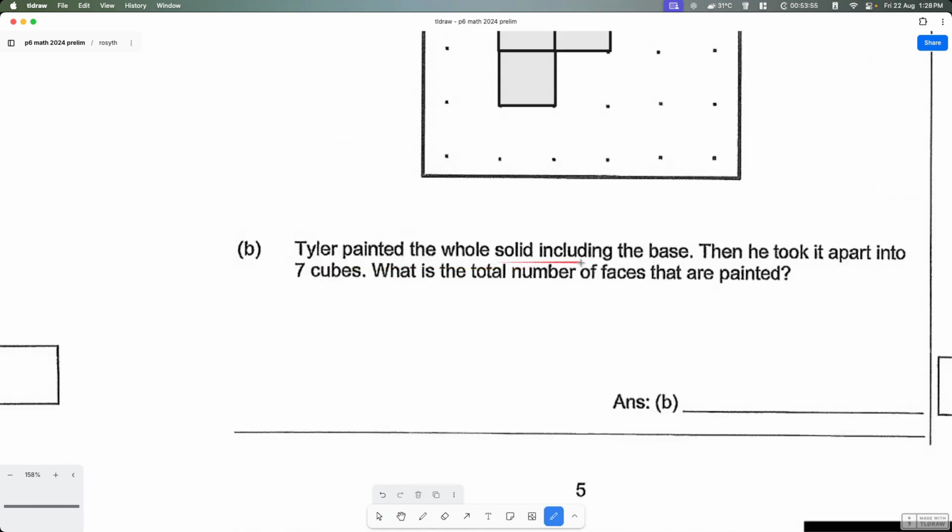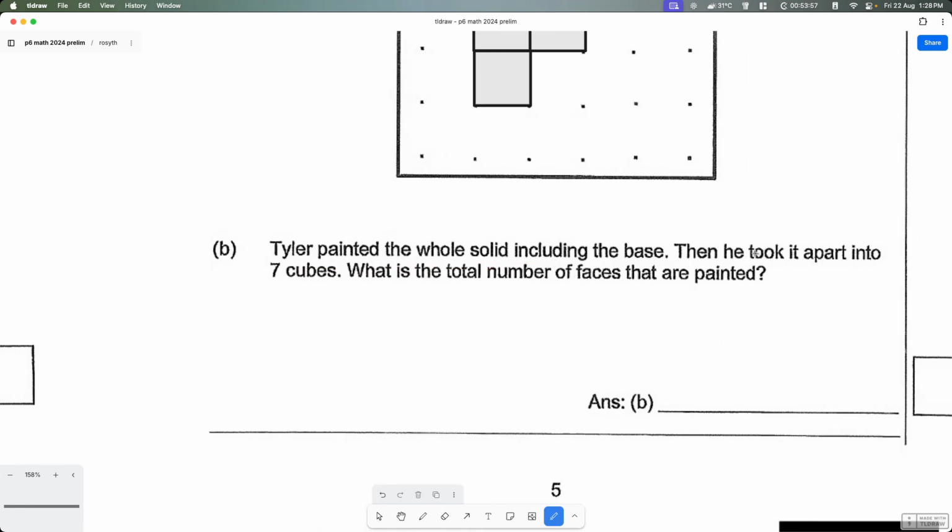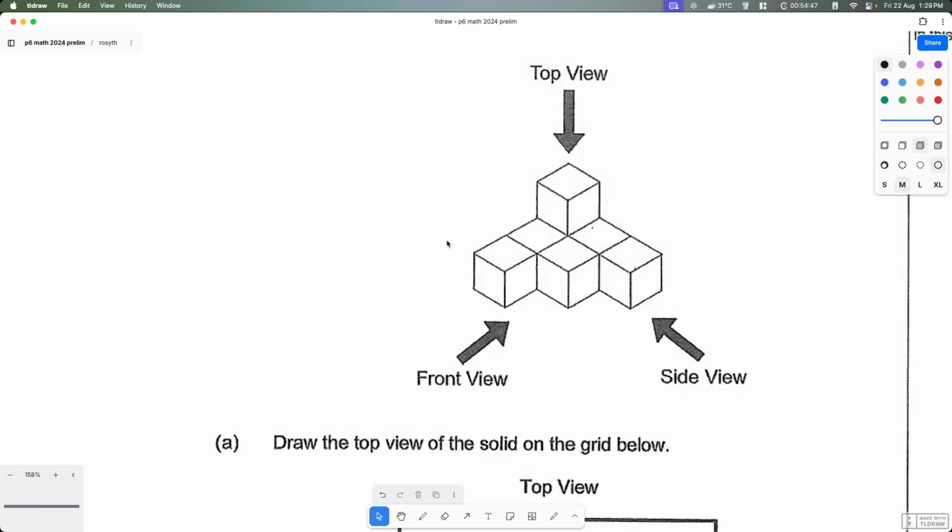Tyler painted the whole solid including the base. Then he took it apart into seven cubes. What is the total number of faces that are painted? For this, we'll just count individually. This will be five because only one face is attached. Then we also have another five here. This one will be four: one, two, three, and then the bottom. For the top one, it's also five because only the bottom is attached.